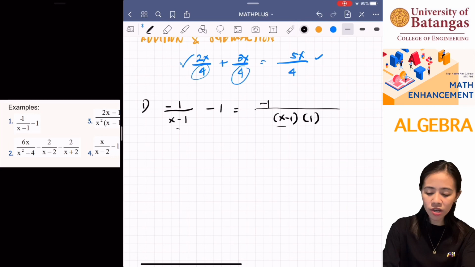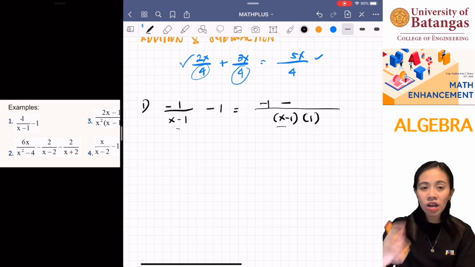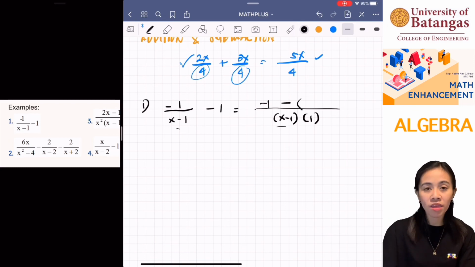Kasi, so, let's write the minus. So, let me write minus. And every time you're preceded with minus, required that you write a parenthesis para maiwasan natin yung errors. Okay? Lalo na sa distribution of the negative sign. So, every time minus yung operation, dapat palaging may parenthesis.